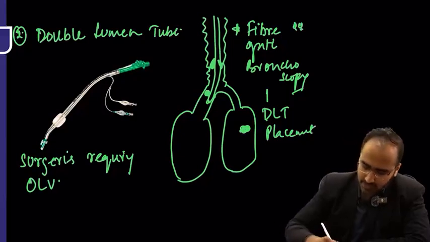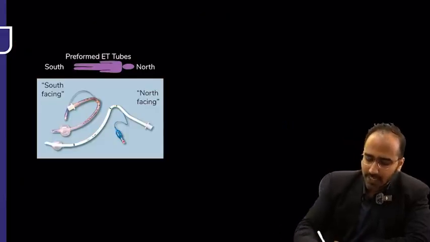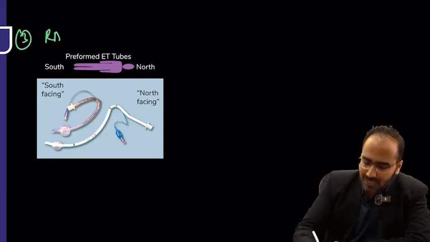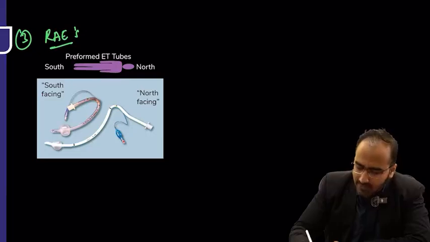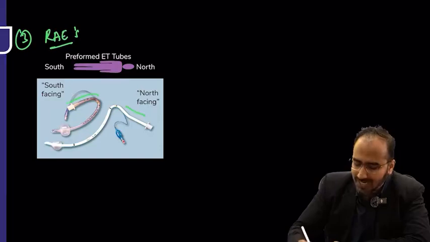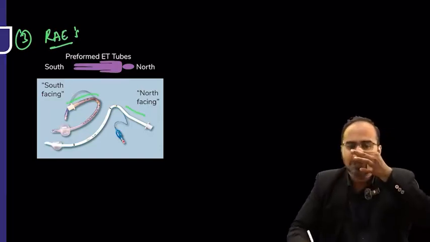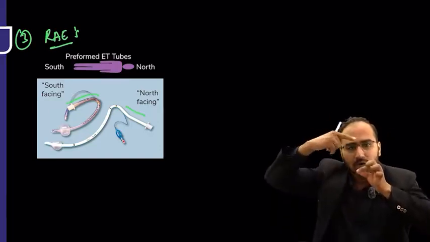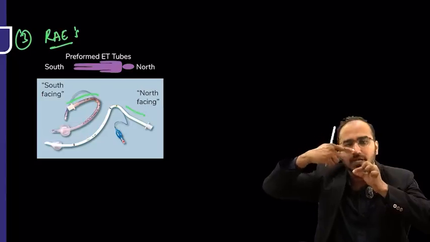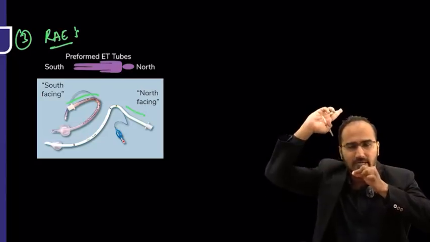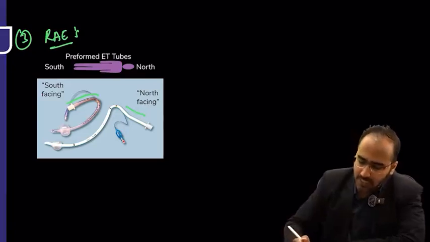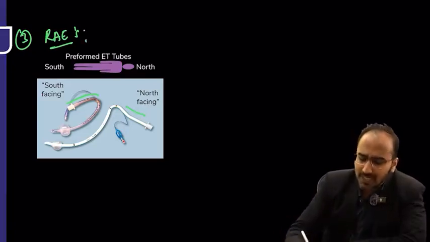Okay, next. This is RAE tube, guys. This tube on your screen is called a RAE tube. In RAE tube, you will be having south facing and north facing. South means the opening is facing towards the leg. Once you put this tube inside the mouth, the opening of the tube is facing towards the leg. North tube means opening of the tube faces towards the head. Okay. So anyways, RAE tube is a nasotracheal tube.